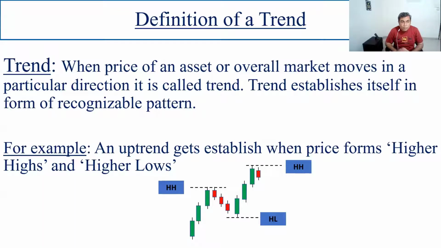Okay, so let's start with the basics first. What is a trend? It means that when the price of an asset or the overall market moves in a particular direction, it is called a trend. The trend stabilizes itself in the form of a recognizable pattern. For example, an uptrend gets established when it forms a series of higher highs and higher lows. Below is a small picture of an uptrend. As you can see, it has formed a higher high here, then a higher low, and then again a higher high. So this is how a trend establishes itself.